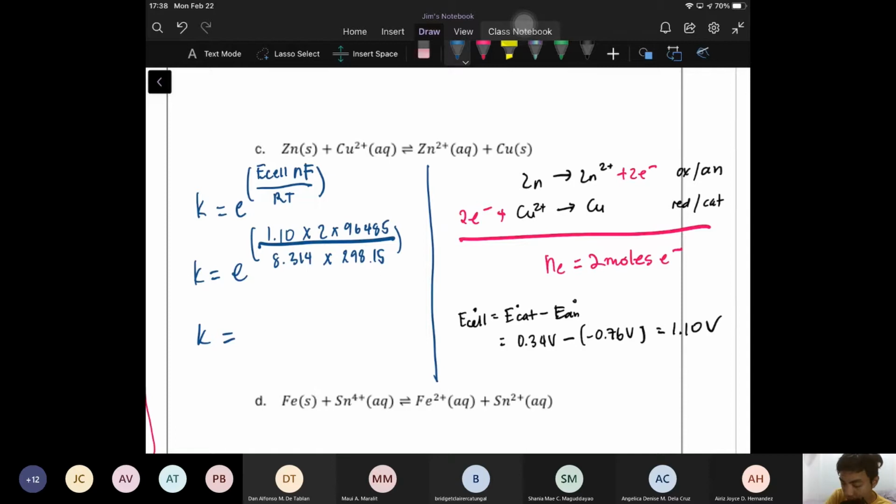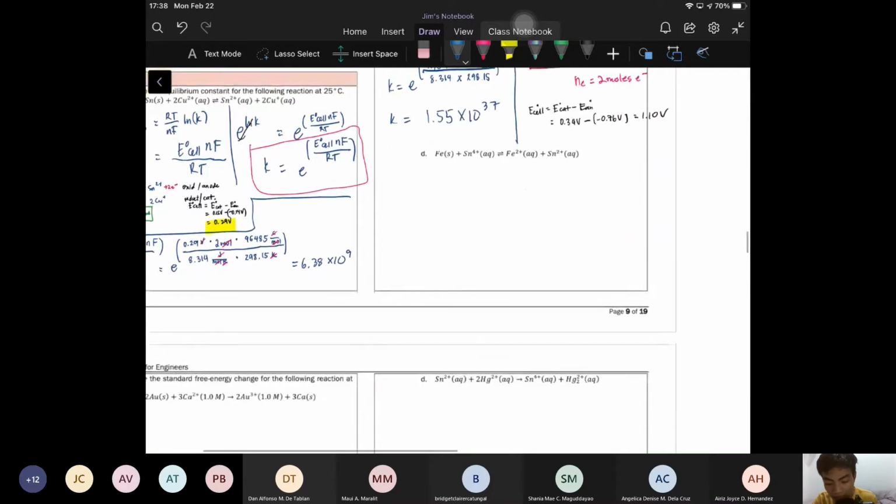Diba, ang laki ng value. K is 1.55 times 10 raised to 37. So that means the reaction is spontaneous because it has positive value for the E cell and the K is greater than 1. No? Okay.